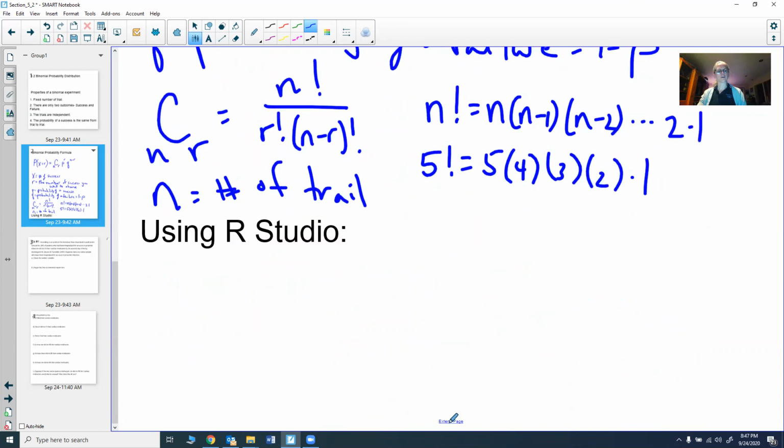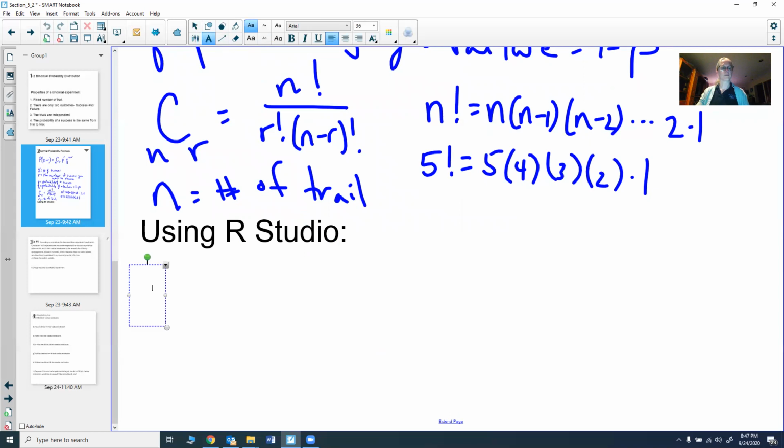So we're actually going to use RStudio. And what we do for RStudio is the formula, the process, I should say, the command is, if you're looking for the probability of X equaling some value R, then that is actually equal to the binom, the binom.